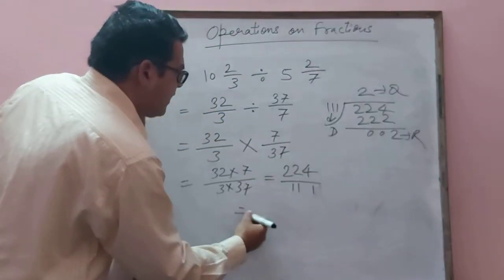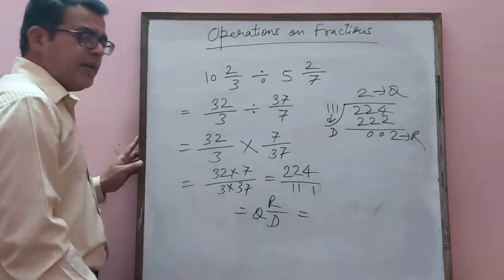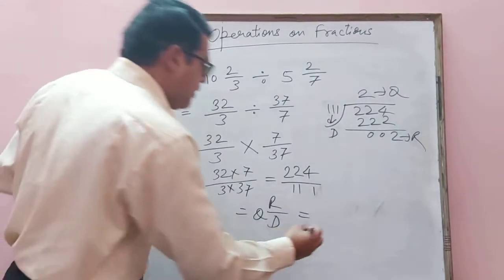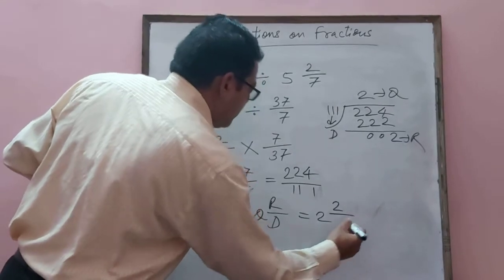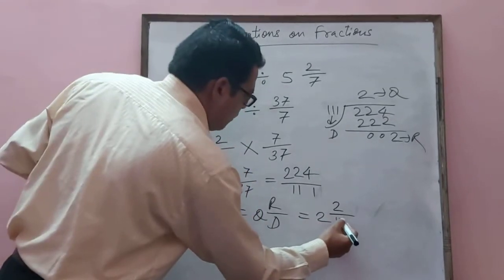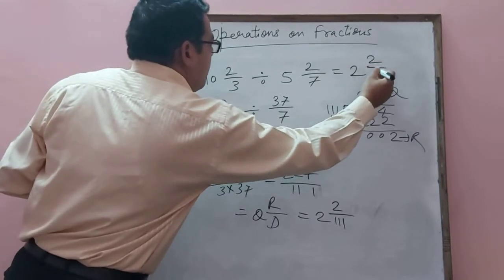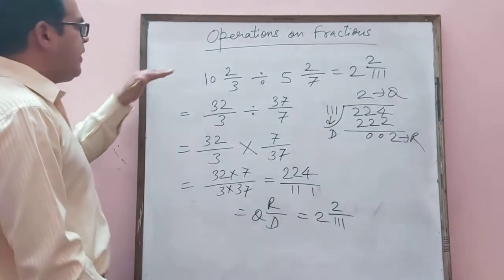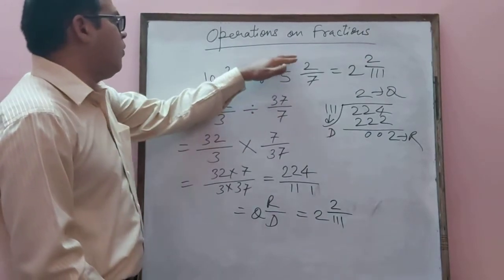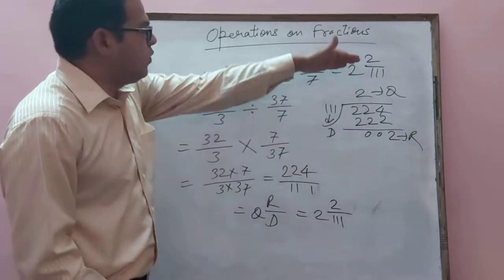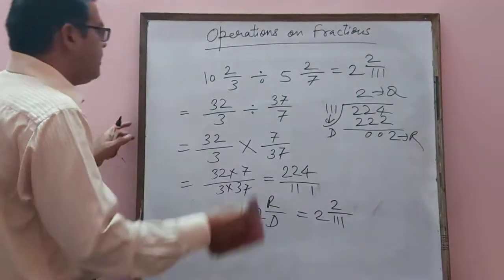So we can write here quotient, we can take as a whole, then remainder, then divisor. Quotient is 2, remainder is also 2, and this divisor is 111. So we can write here 2 whole 2 by 111. So when we divide 10 whole 2 by 3 from 5 whole 2 by 7, we will have 2 whole 2 by 111. Right guys?